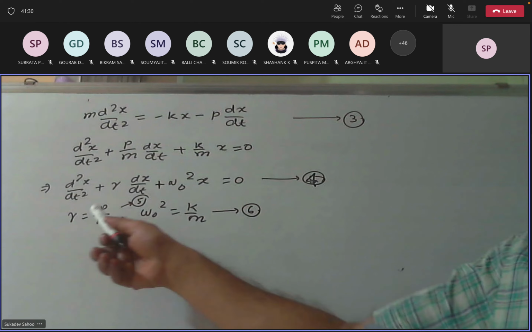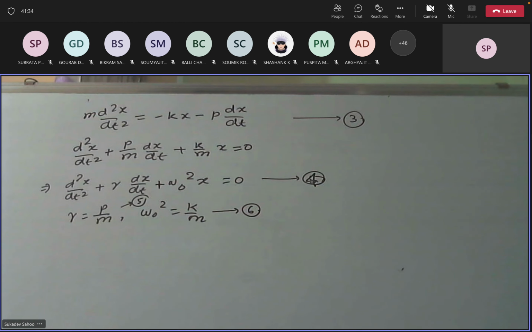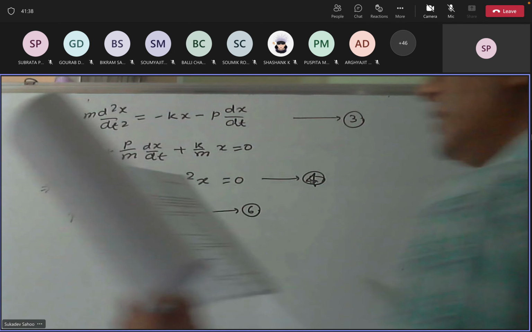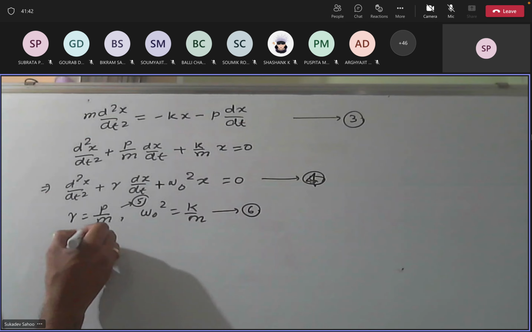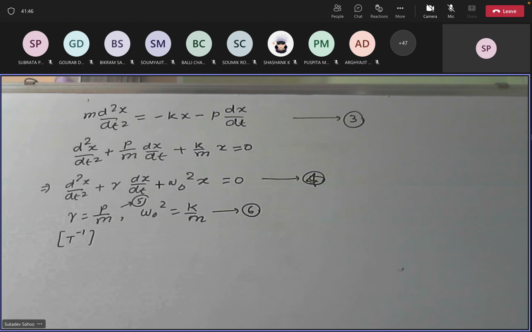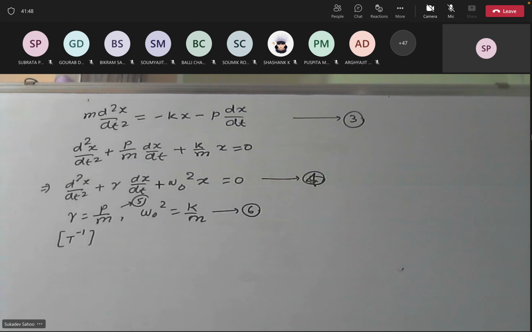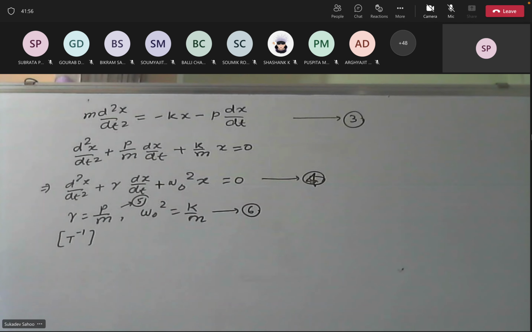Now if you check what is the dimension of gamma and omega 0, all of you will cross check. What is the dimension of gamma and omega 0? If all of you check, the dimension is T inverse. That is the dimension of a frequency, for omega 0 and gamma.